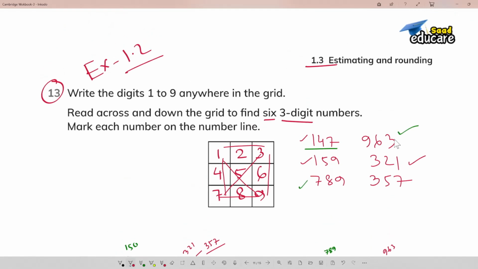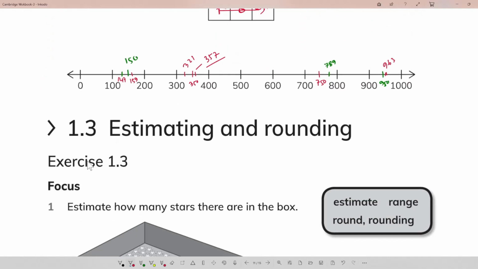So thank you very much. Long time you are with me, and we have completed the second part of unit 1, which is 1 to 1000. Okay, so we have completed exercise 1.2. Here are 13 questions which we successfully completed, and in the next video we will start exercise 1.3, which is estimating and rounding. It's a very famous and very important topic.